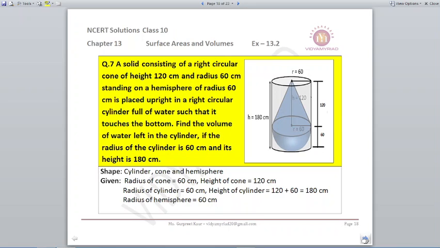Now if you look at the shape, according to the figure, it consists of three things. You have cylinder, you have cone and you have hemisphere. So let us write down what is given to us in the question. From the question we come to know that radius of the cone is 60 centimeters and height of the cone given to us is 120 centimeters. Radius of the cylinder will be 60 centimeters. So height of the cylinder as per the figure it will be 120 plus 60, which is equal to 180 centimeters, and the radius of the hemisphere is 60 centimeters.